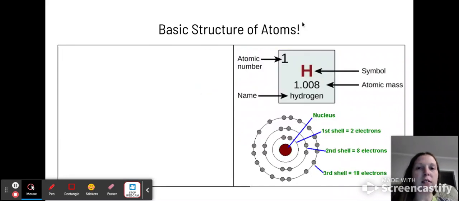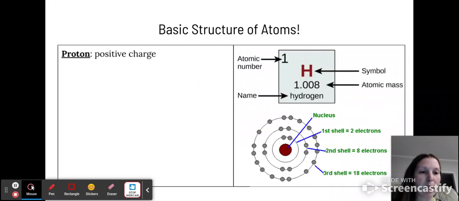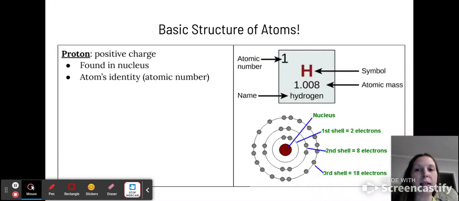So now let's discuss the basic structure of atoms. The first thing that we look at are protons, and these are subatomic particles that have a positive charge. They are found in the nucleus, and these represent the atom's identity, what's called the atomic number. This number is different for every atom, so as you change that number, you change the element that you're looking at. Next, we have neutrons, which have a neutral charge based on the name.